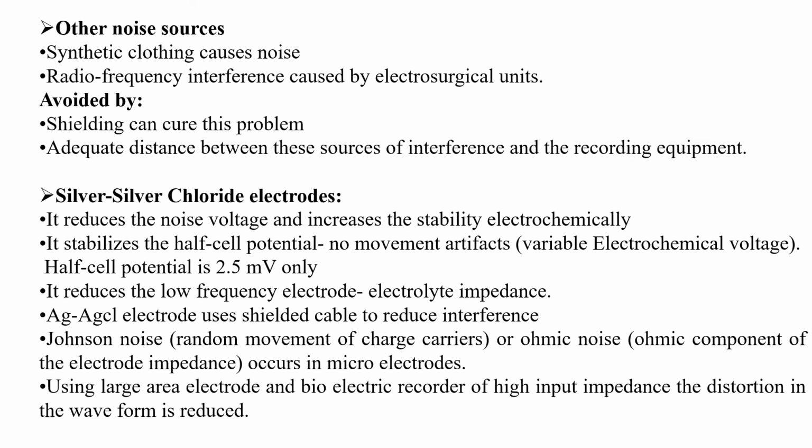This AgCl electrode uses a shielded cable to reduce the interference. Johnson noise, that is, the random movement of charge carriers, or ohmic noise, that is, the ohmic component of the electrode impedance, occurs in the microelectrodes. Using a large area electrode and a bioelectric recorder of high input impedance, the noise in the waveform is reduced.